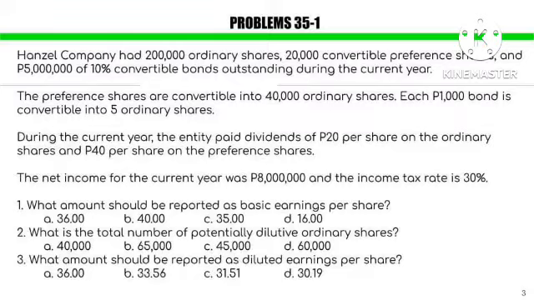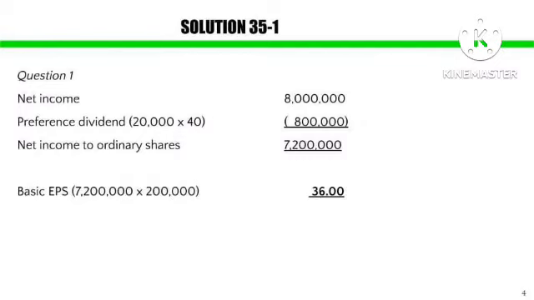In this problem, we're going to get the basic earnings per share, the total number of potentially dilutive ordinary shares, and the amount of diluted earnings per share. Let's first compute the answer for the first question, the basic EPS. So we have a net income of 8 million pesos. For the preference dividend, we have 20,000 preference shares times 40 pesos per share, so we have 800,000 pesos to deduct from the 8 million net income.